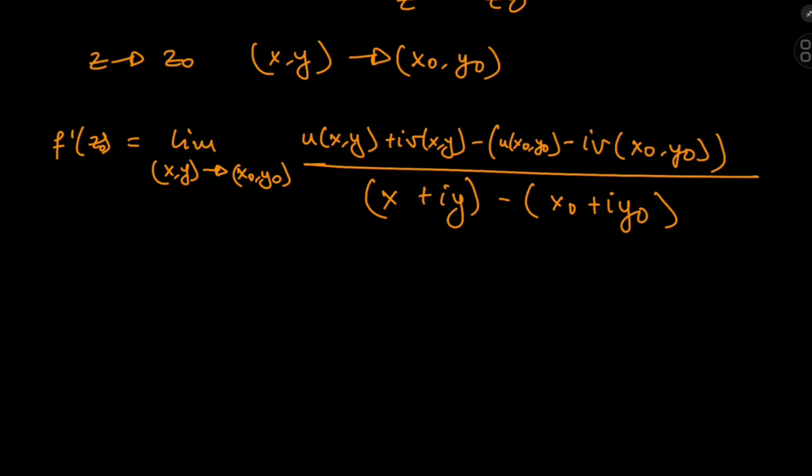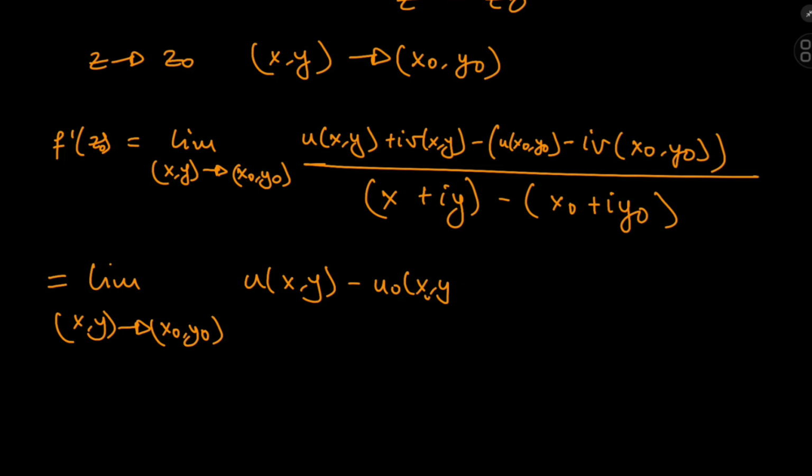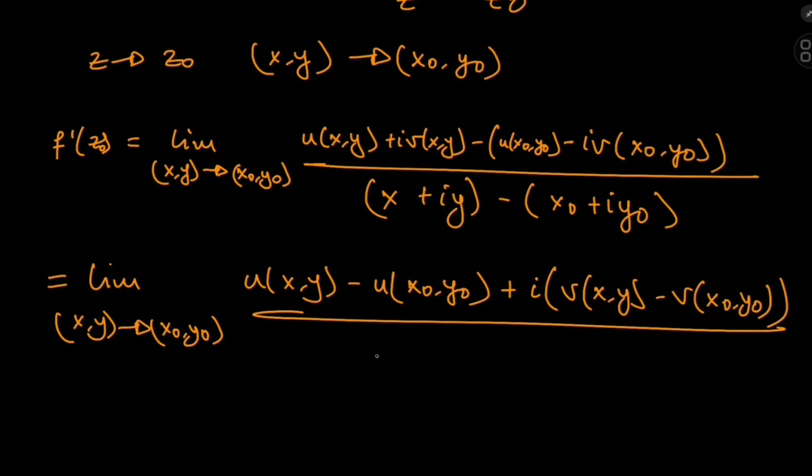And now let me just collect the u's and v's together. So I'm writing this as the limit as (x, y) approaches (x naught, y naught) of u of x, y minus u of x naught, y naught, plus i times, now for the imaginary parts, v of x, y minus v of x naught, y naught, all divided by x minus x naught plus i times y minus y naught.